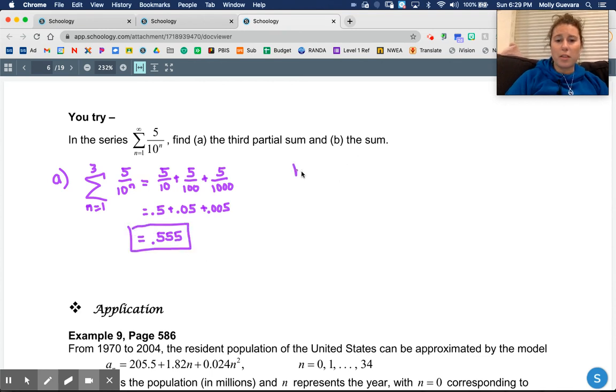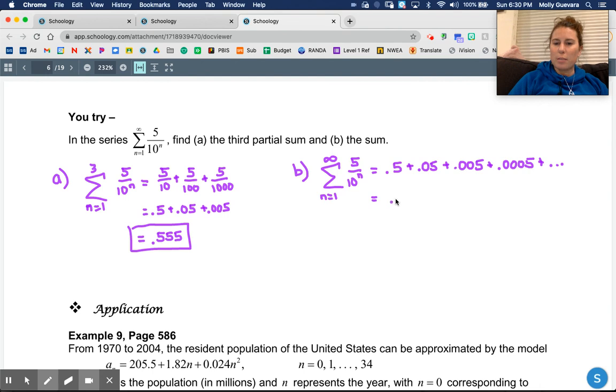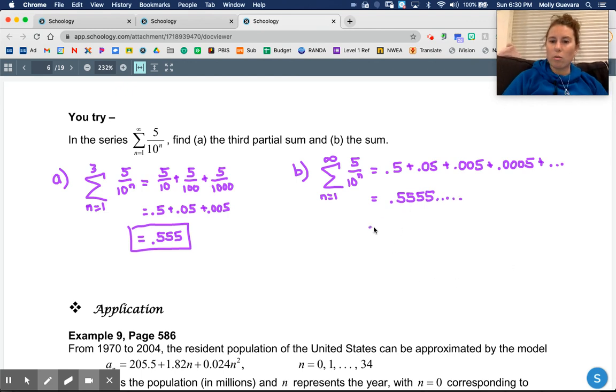Now, if I want to find the sum of the entire thing that goes on to infinity, it's going to be the same idea. So n equals 1, 5 over 10 to the n, right? I know the first term is 0.5, second term is 0.05, and yes, this goes on forever. I think you get it. So this ends up being 0.5555 repeating, going on forever. Well, anytime I have that same number repeating over and over, it's just that number over 9. And then reduce it if you can, but in this case you cannot.